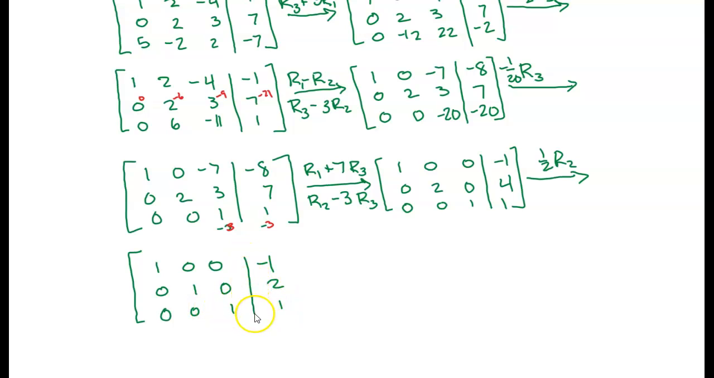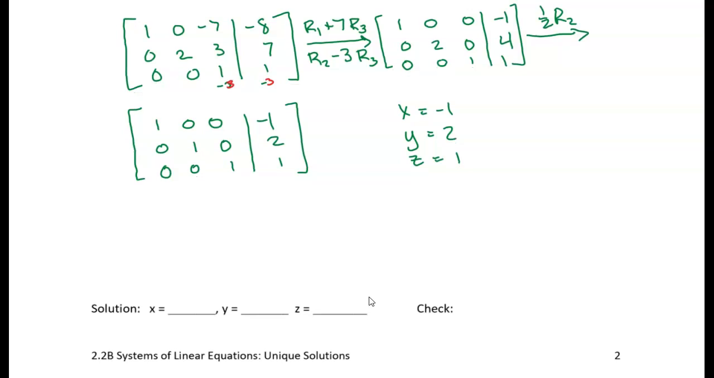And there you go. I have done it. That's my goal, right? I was looking for this kind of a matrix. They call this reduced row form. But what that allows me to do is, if I write that augmented matrix as a system of equations, I just end up with x equals minus 1, y equals 2, and z is equal to 1. So that's my solution. Down here where it's asking for my solution, I get negative 1, 2, and 1.